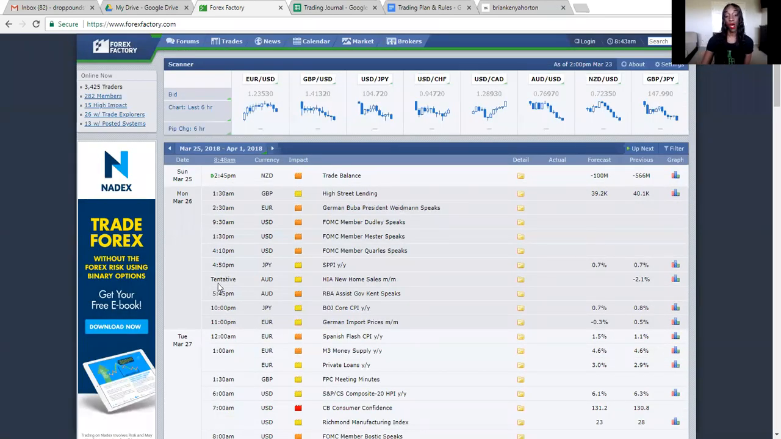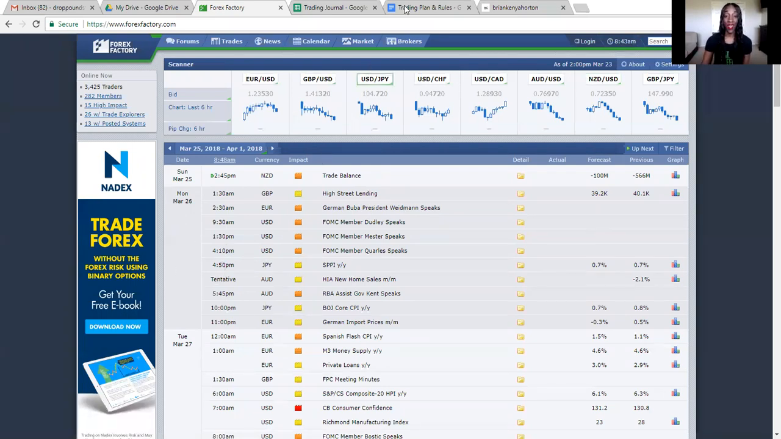And the time frame is always in your time zone. You can manage that right here at the top next to login. There's also a settings area where you can set the time for your time zone, and that way the times will reflect where you're located so that you know when to avoid it and when to trade it, okay?